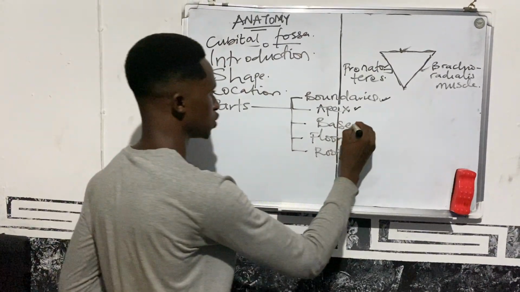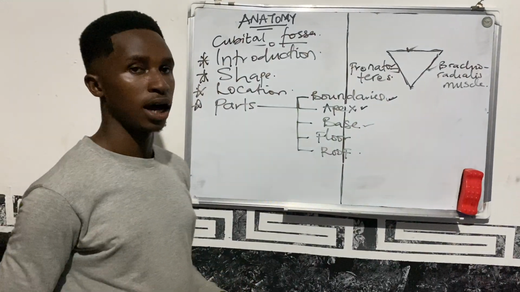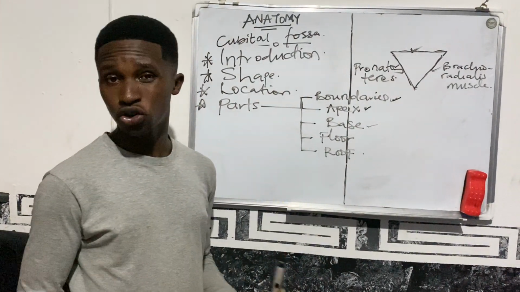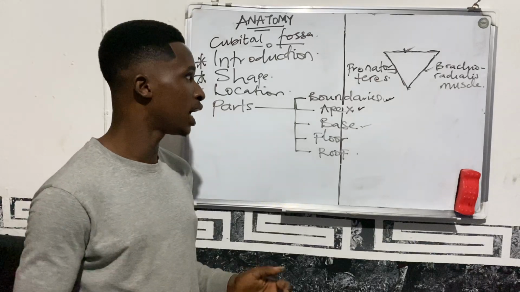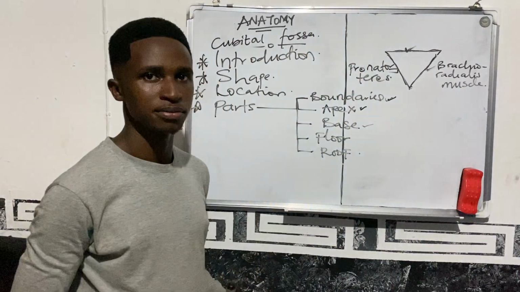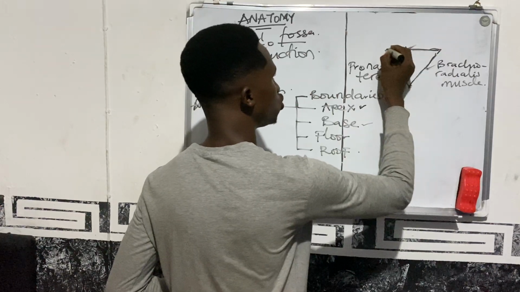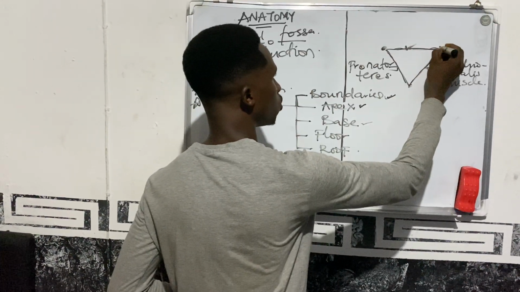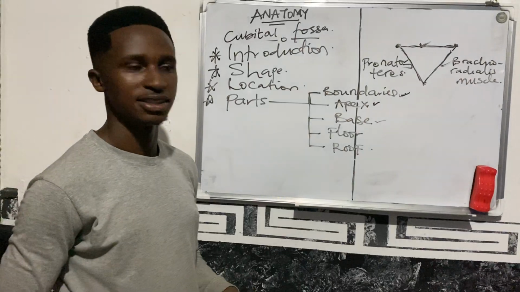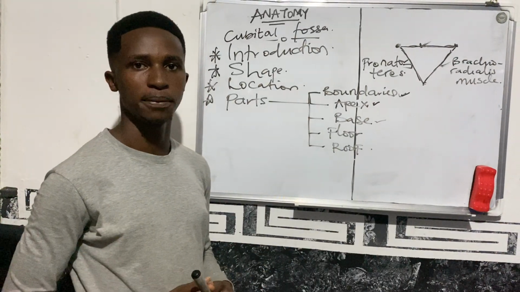Let's now move to the base of the cubital fossa. We said already that the base of the cubital fossa is also known as the superior border. That is to say, it is formed by an imaginary line joining the medial epicondyle to the lateral epicondyle. That forms the base of the cubital fossa.